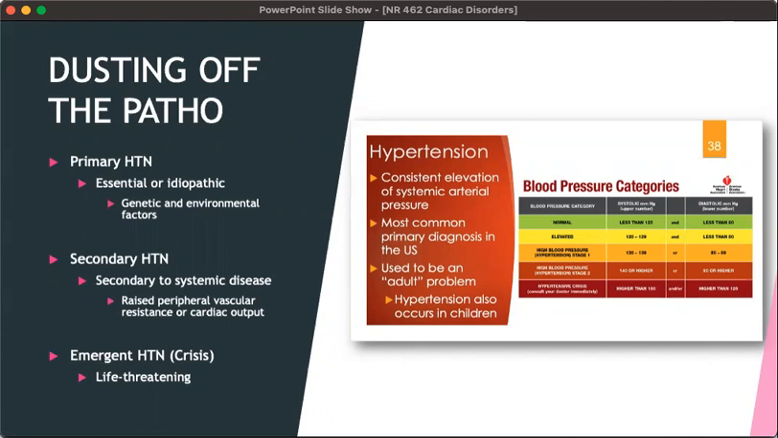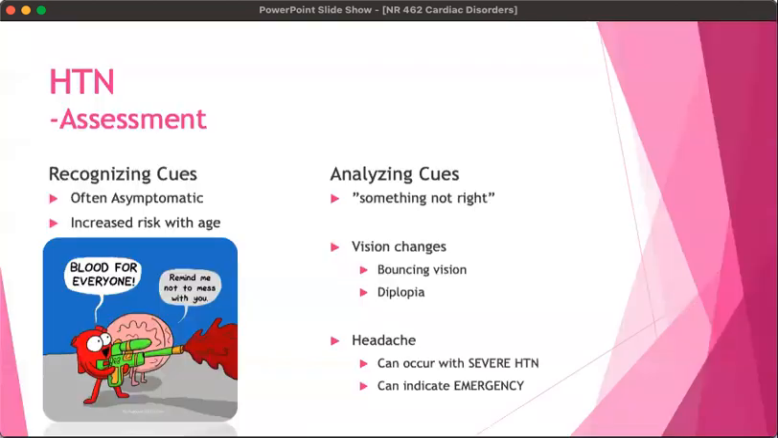And then the final one is emergent hypertension. So this is like hypertensive crisis. So these are patients with blood pressures in the neighborhood of like 200 over 100, where we really do need to get their blood pressure down right away to prevent them from having complications of these very, very high blood pressures.